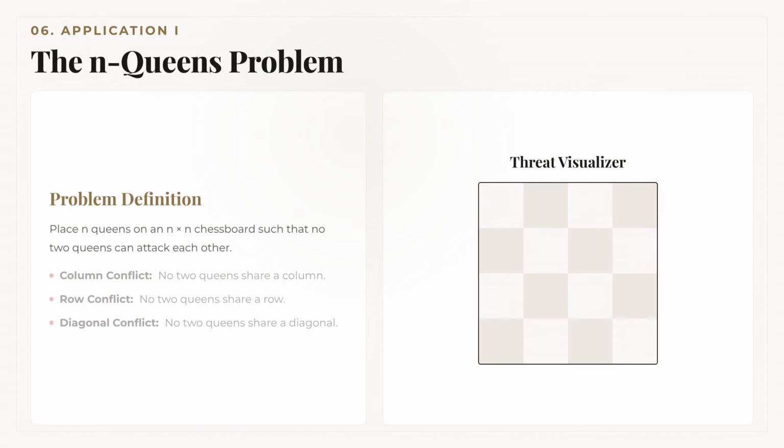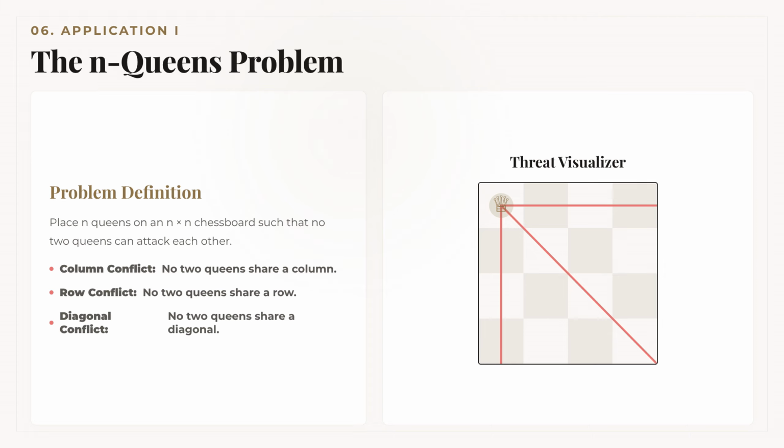The objective is to place n queens on an n by n chessboard such that no two queens attack each other. Remember how a queen moves in chess. A queen can move horizontally, vertically, and diagonally. Therefore, two queens cannot share the same row, the same column, or the same diagonal. The challenge is to place all queens while satisfying these restrictions.